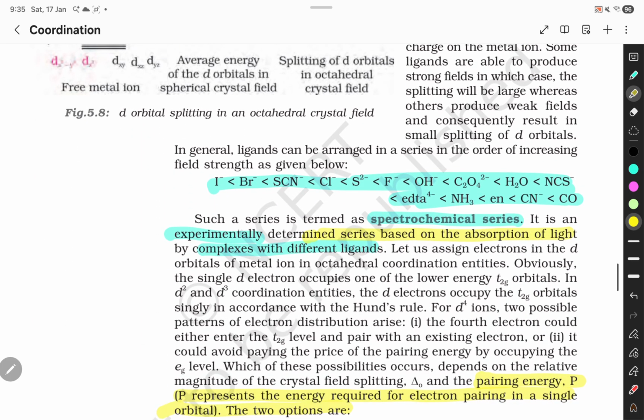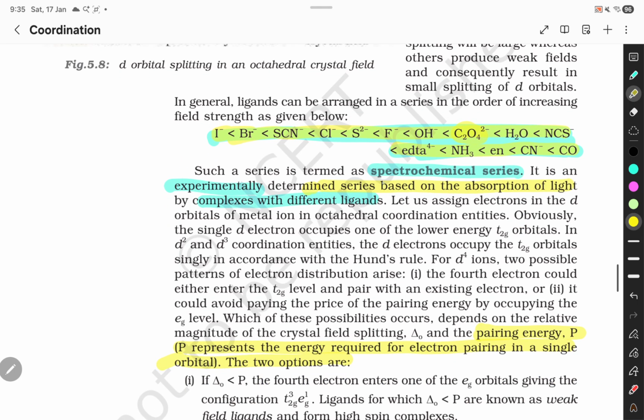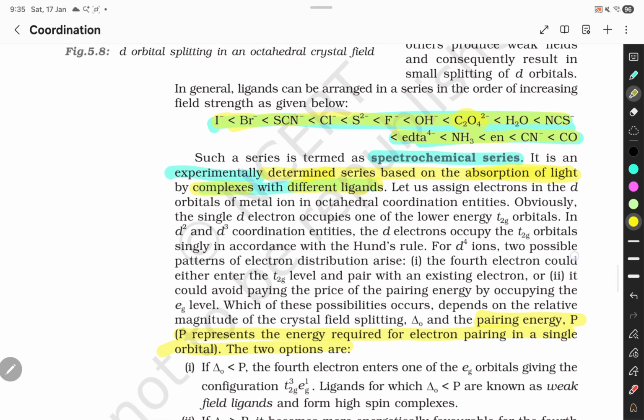And apart from that, we have strength of ligands, which we have to obviously mug up, and there's nothing we can do about this. As you can see, C2O4 is actually weak. That's why I was calling it weak back then. And this is called the spectrochemical series, which is derived from absorption of light by complexes with different ligands.